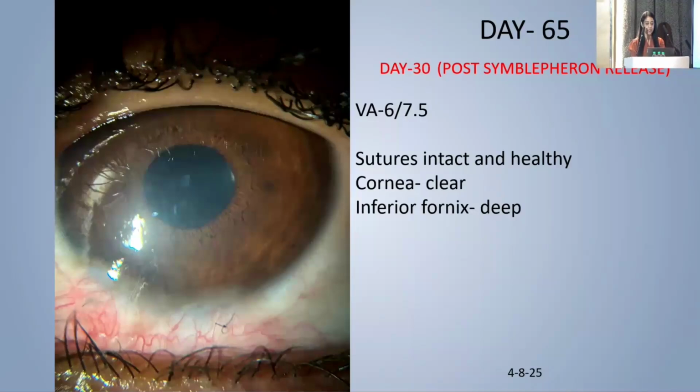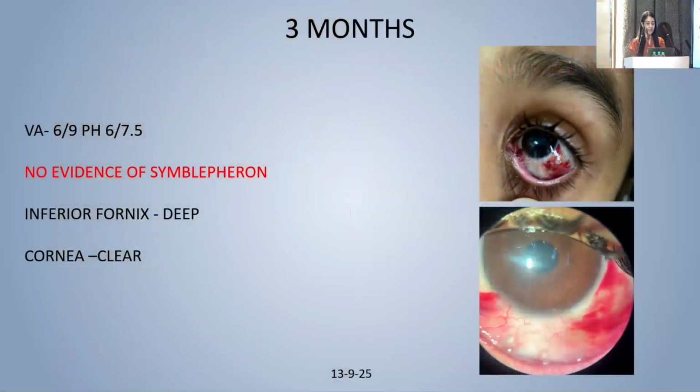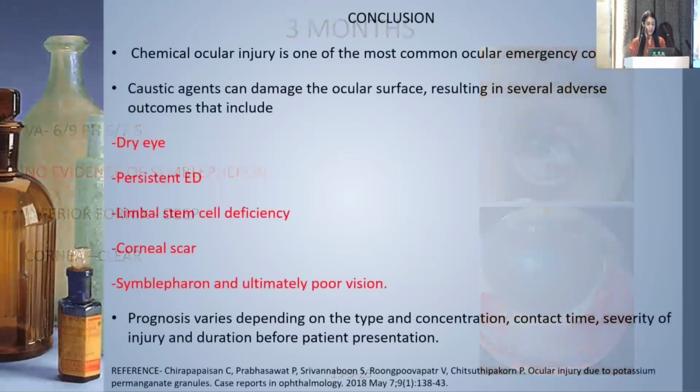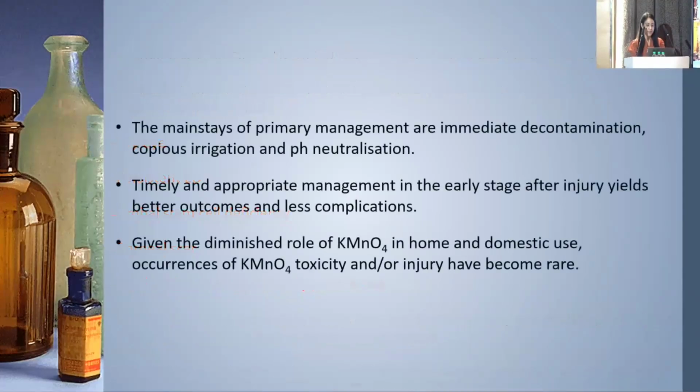intact and healthy, cornea was clear and inferior fornix was formed and deep. 3 months post presentation, there is no evidence of symblepharon, vision is 6/9 improving to 6/7.5, inferior fornix is deep and cornea is clear. The child is still under follow-up. So conclusion, chemical injury can cause n number of complications affecting the lid, globe or even glaucoma. Mainstay of treatment is early and timely intervention.